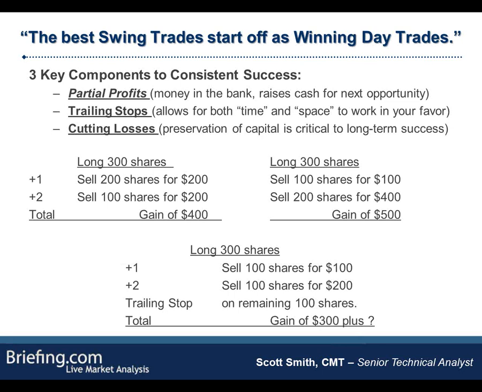And then say it goes up another $1 in my favor, to $2. Well, then I'm going to peel something else off, and then I'm going to somewhat trail the rest of that balance behind it, and kind of move that whole winning day trade into more of an overnight swing trade position. And I'm going to let that remaining balance work in my favor.